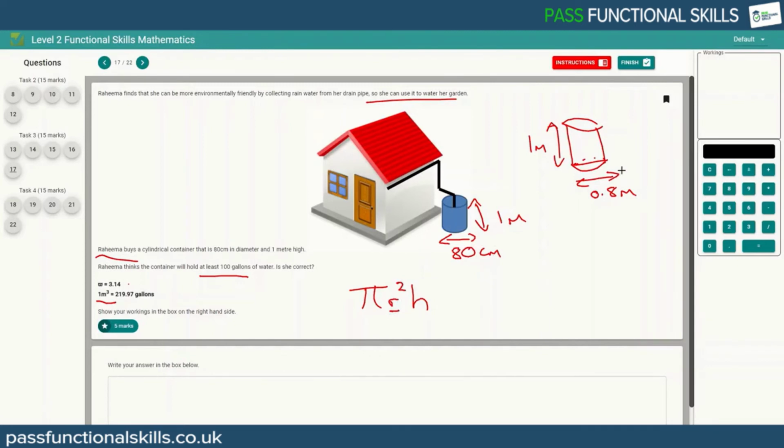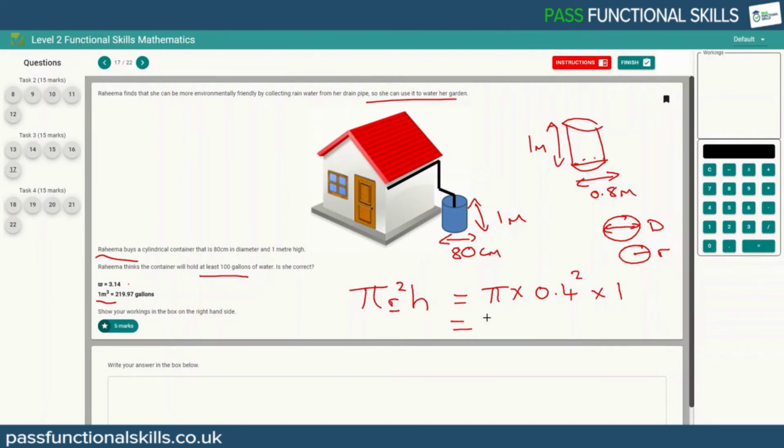So this calculation becomes pi times half of this value, which is 0.4, as diameter is directly across, so that's diameter, and radius is the centre to the edge, so it's just half of this value. So times 0.5 squared times the height, which is just 1.